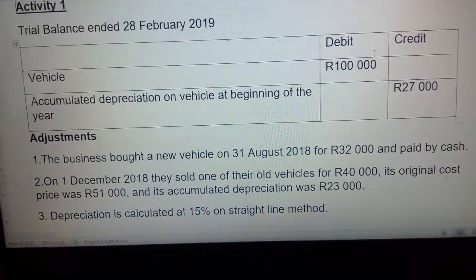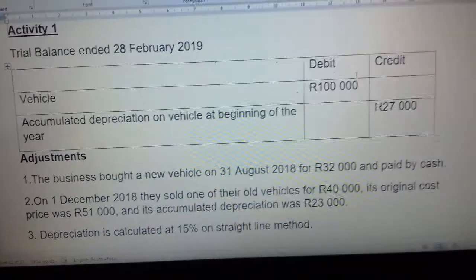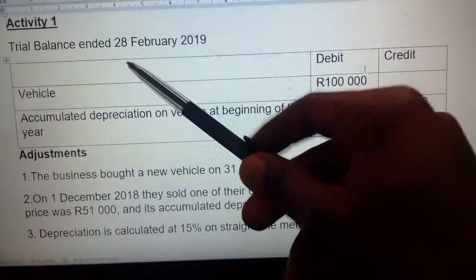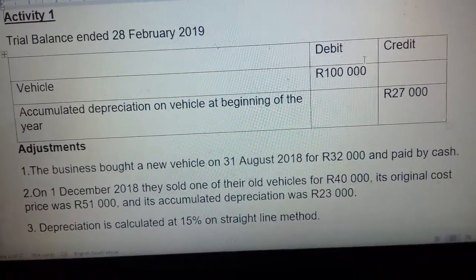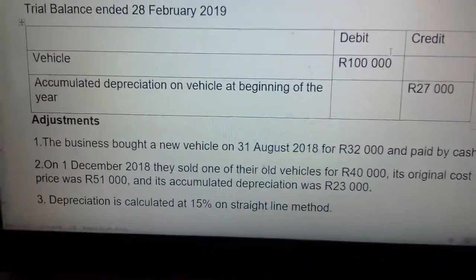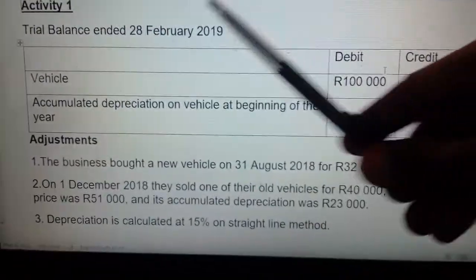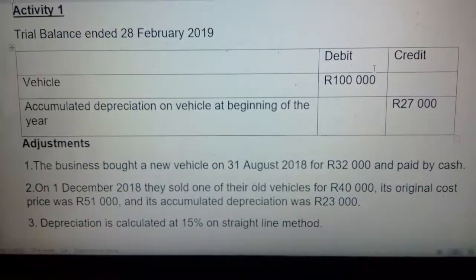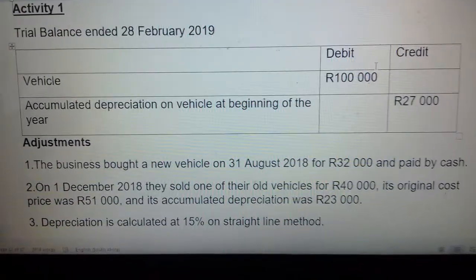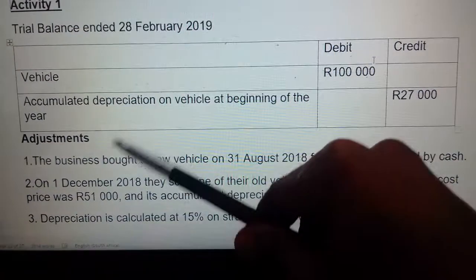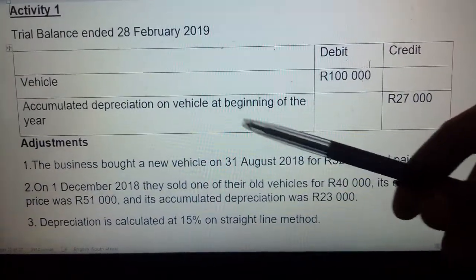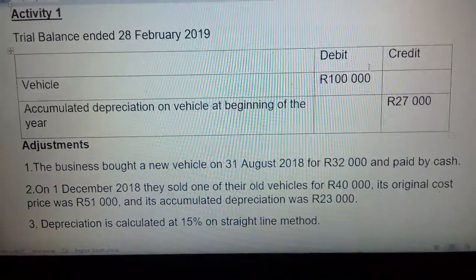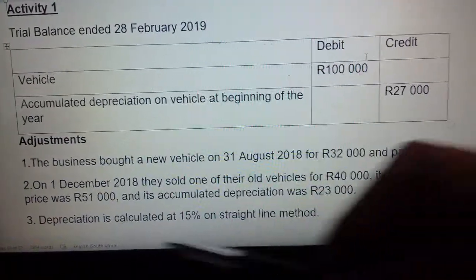On our activity, we have been given a trial balance on 28 February 2019, at the end of the financial year, which ends on 28 February 2019. We've been given a vehicle with 100,000. We've been given accumulated depreciation on vehicle at the beginning of the year at 27,000, and we got 3 adjustments.